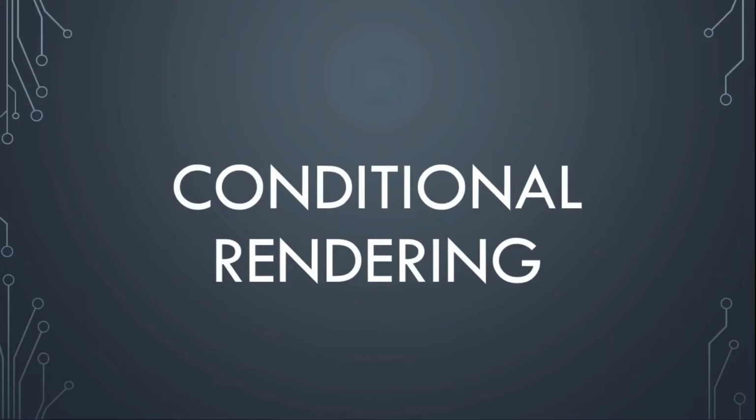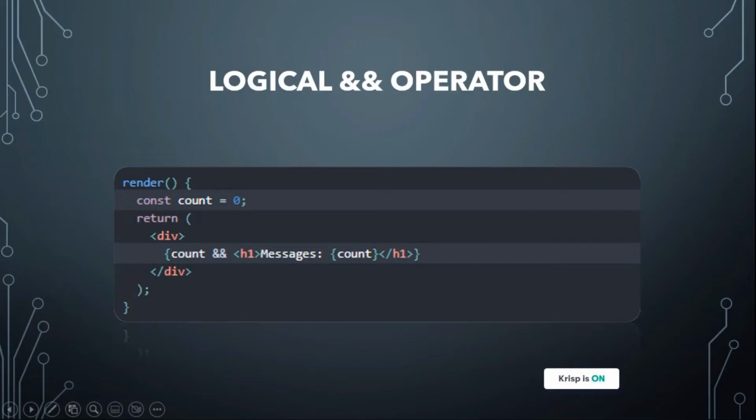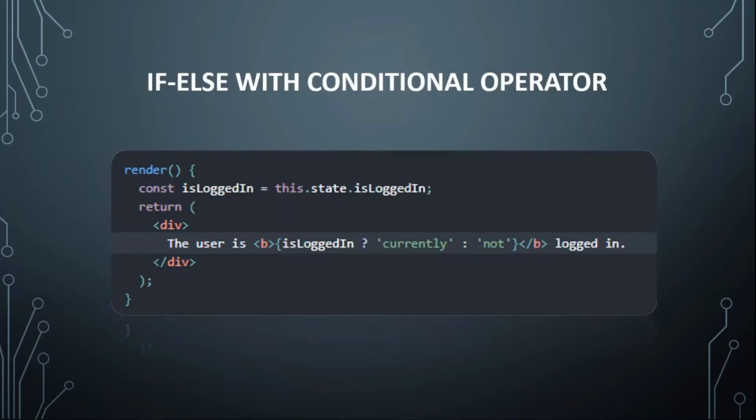Now let's look at conditional rendering. Conditional rendering is self-explanatory. We want to render something when a condition is met, right? There are two ways to do that: the logical and operator, and the if else conditional in the form of a ternary operator.